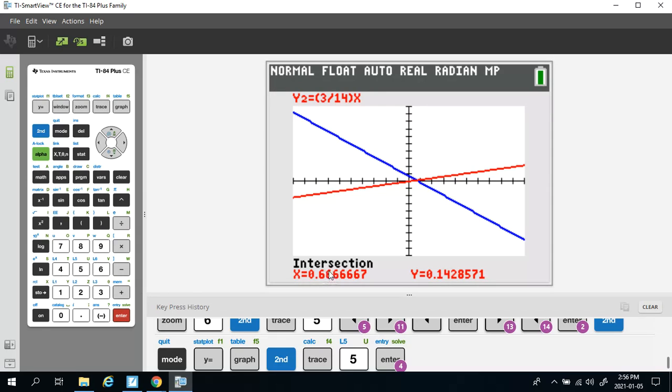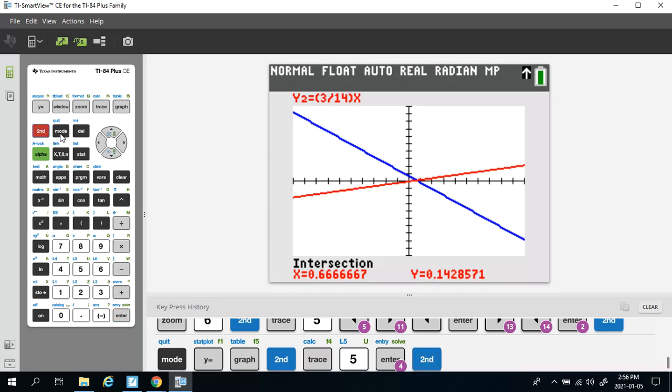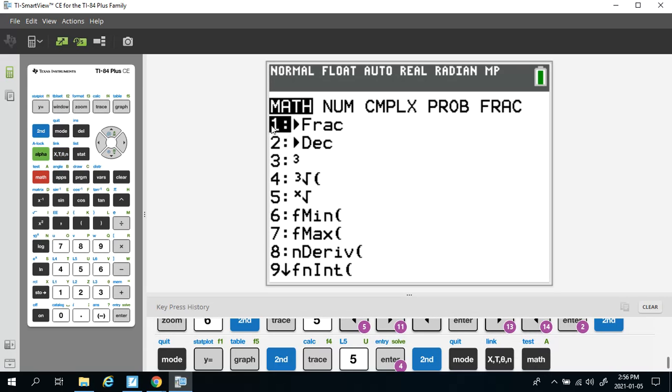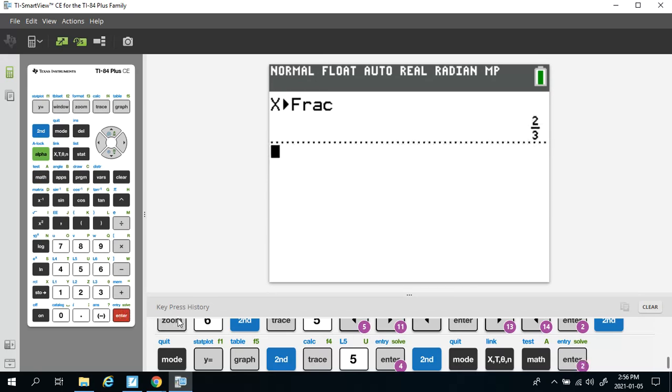Yeah, okay, so intersect. So the calculator now has this value stored in X and this value stored in Y. So what we need to do is find a way to bring up those values and then just turn them into a fraction. So here, if I go second quit, let's do the X first. I would hit the X button and then hit math. The first math function is fractions. You can just hit 1 or enter and then hit enter again. And then it automatically converts that stored value of X to a fraction. So it's going to be 2/3.